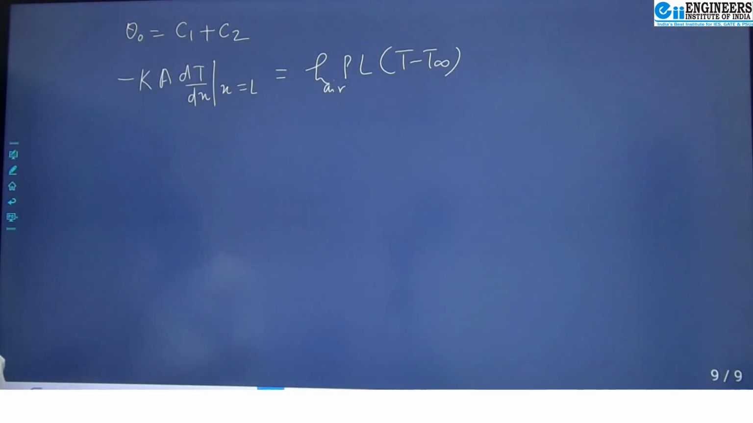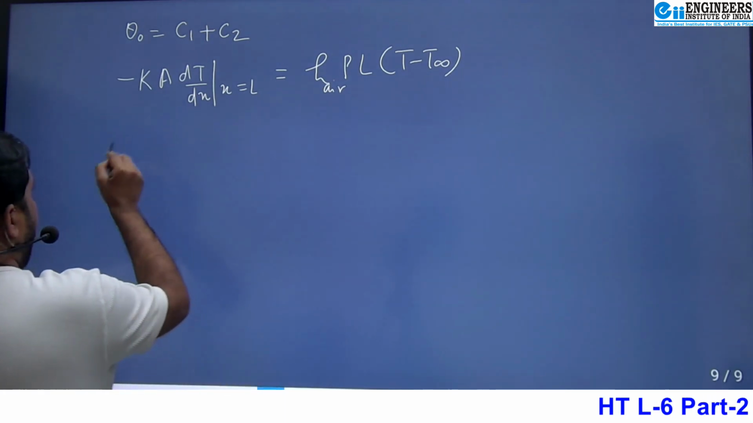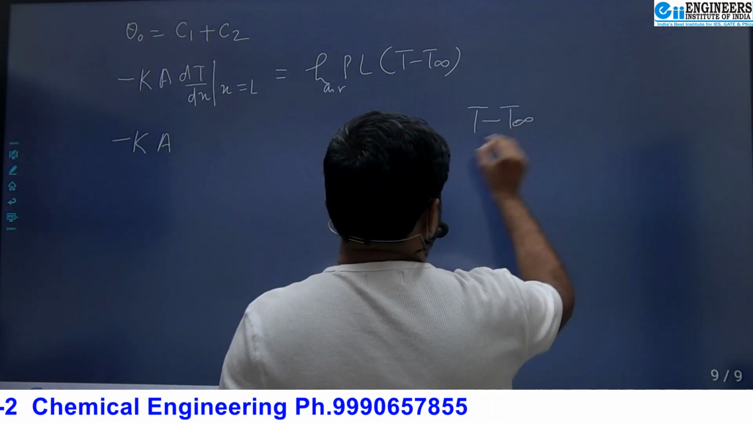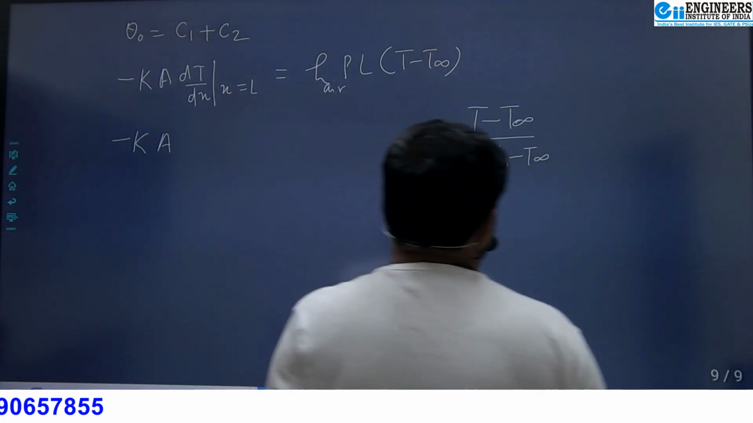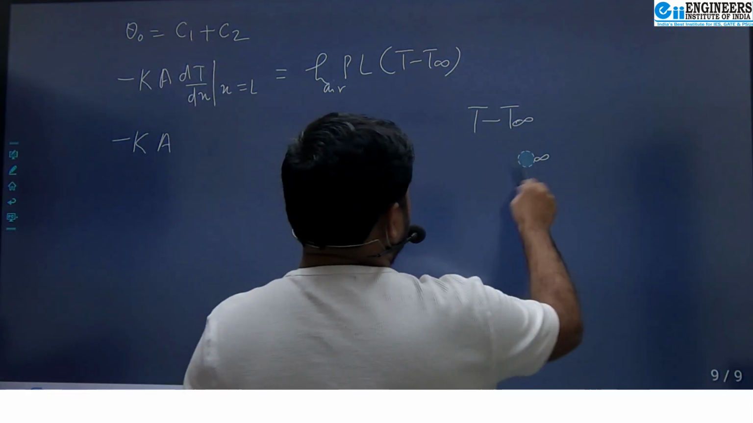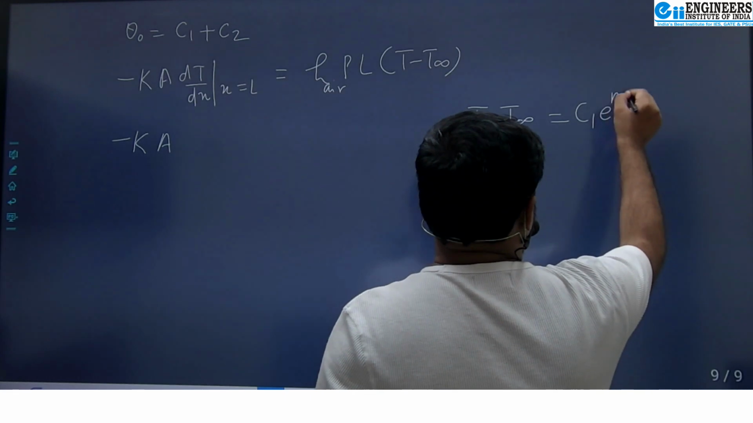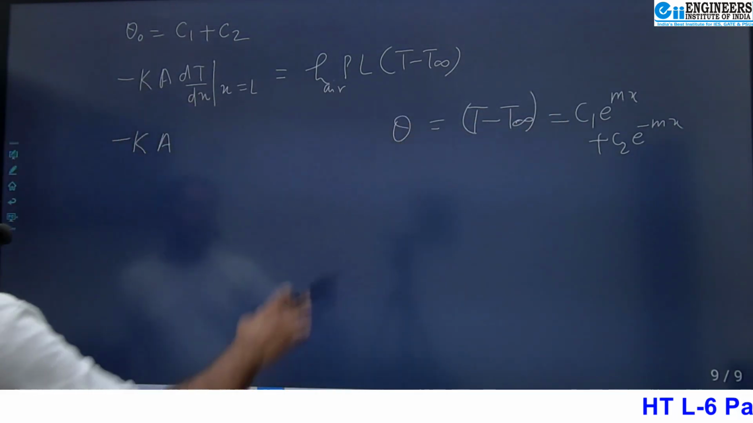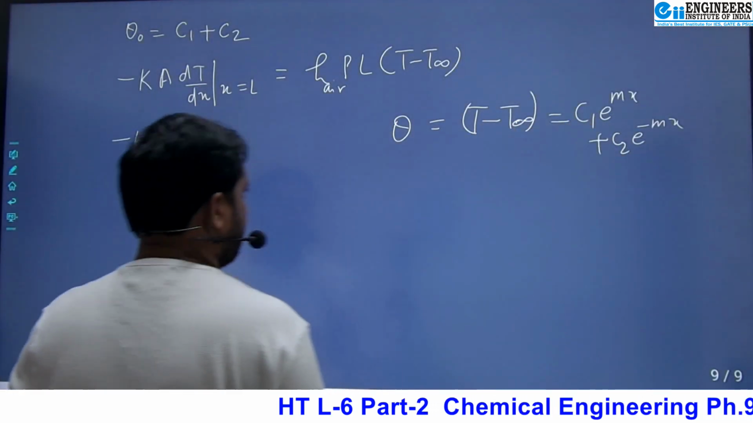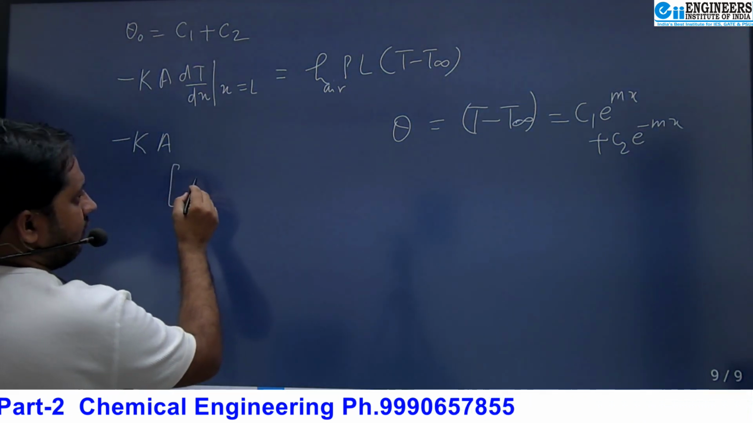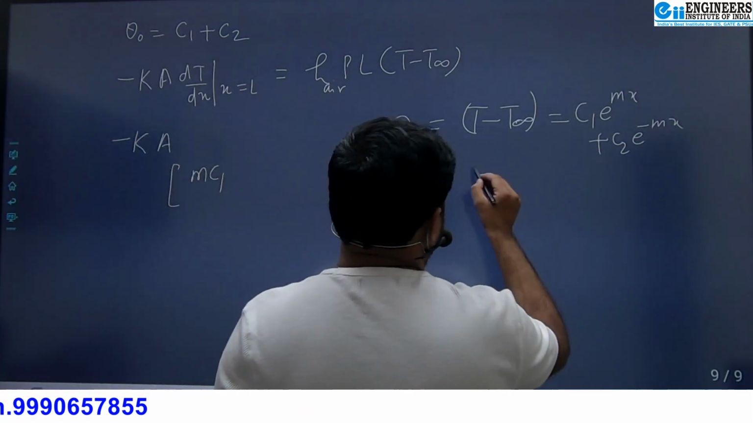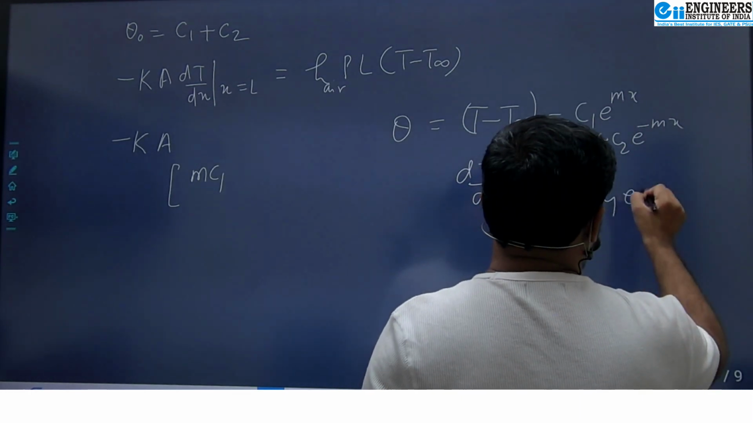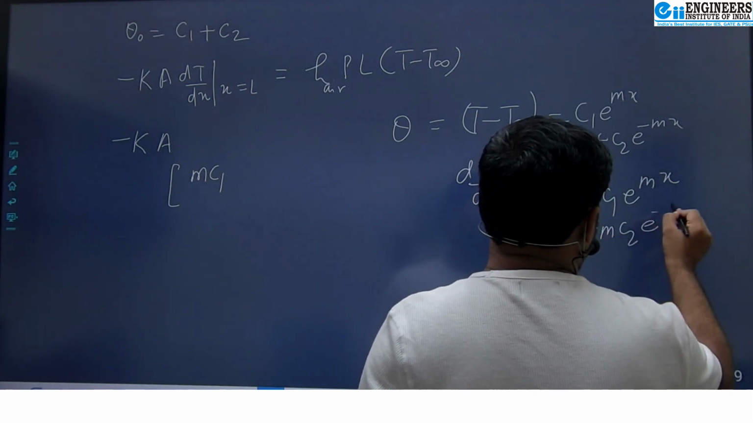Now our minus Ka, if you differentiate this value, theta is T minus T infinity upon T naught minus T infinity, given like this, C1 e power mx plus C2 e power minus mx. It is nothing but theta. So if you differentiate this, you will get the differentiation of this. So you can write the differentiation at x equal to L, differentiating to find dT by dx at x equal to L. You will get this value: m C1 e power mx minus m C2 e power minus mx.